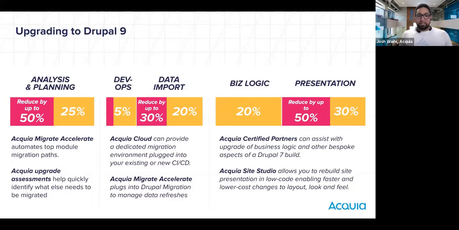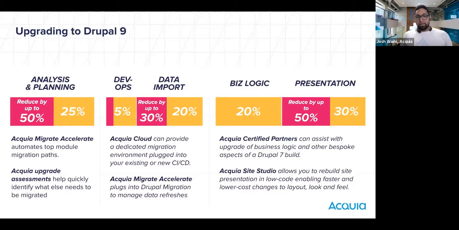In the DevOps and data import side of things, we have Acquia Cloud that can provide a dedicated migration environment that can be plugged into your existing CI/CD pipelines, or you can create a new one for your Drupal 9 delivery. And Acquia Migrate Accelerate is also plugged into that migration environment. So there's an easy UI for being able to, at the click of a button, get your Drupal 7 site built into a Drupal 9 code base as a great starting point for you to continue your migration work.